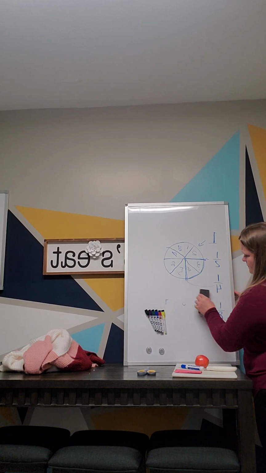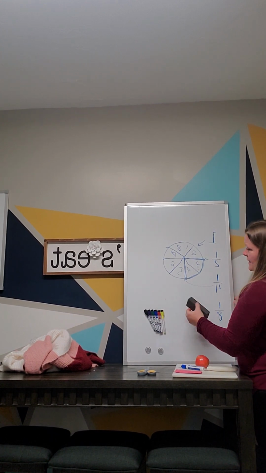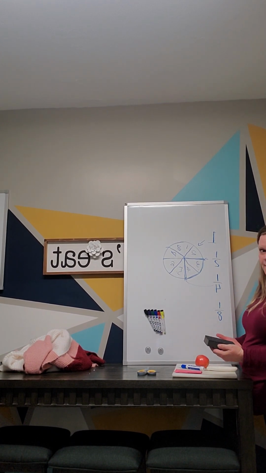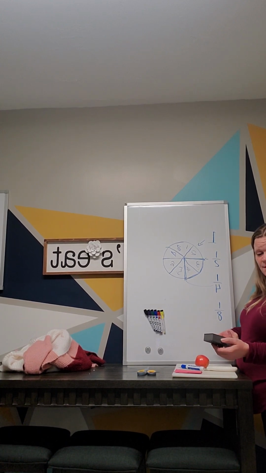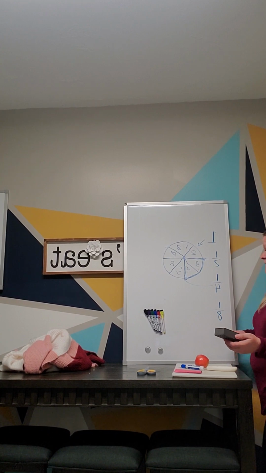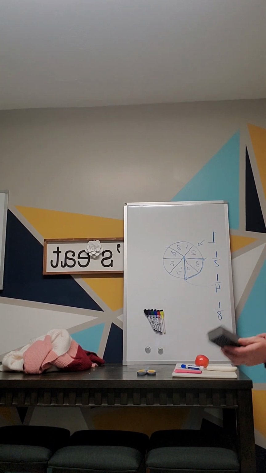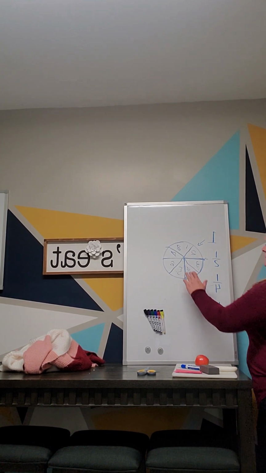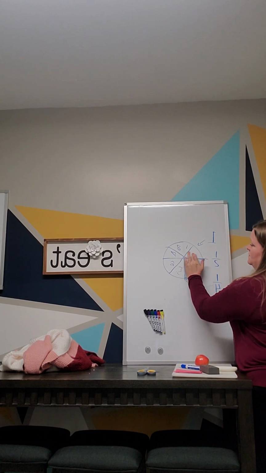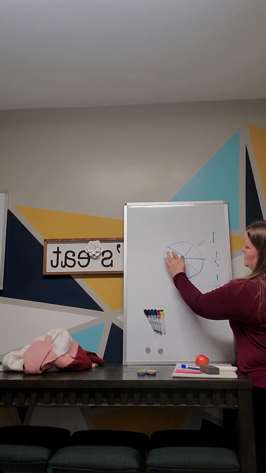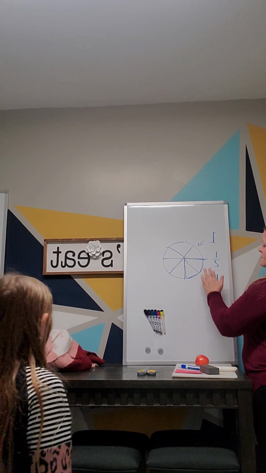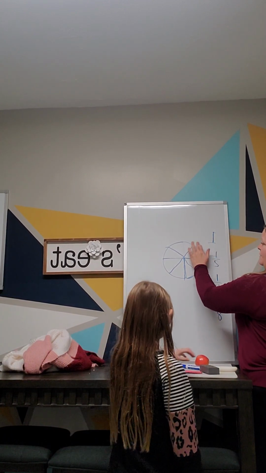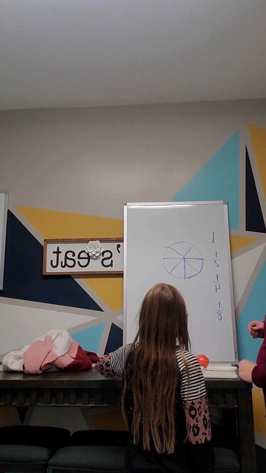Okay, so how are we going to get this back to a whole pizza? How are we going to make it whole again? What do we have to do? Put them together. Tegan, make them back into quarters. Here, let me erase the numbers. I want you to make the pie back into quarters. Can you do that? How would we do that? How can we make the pie back into quarters? Which lines would we have to erase?